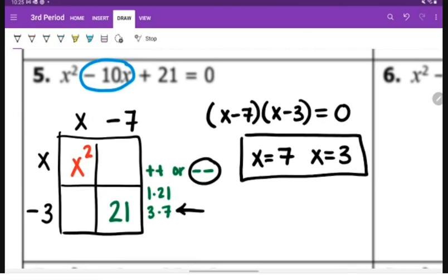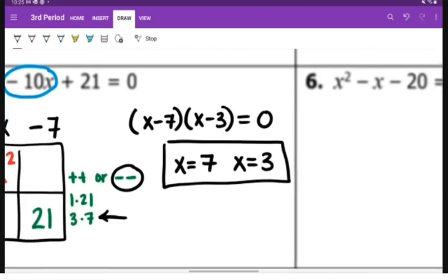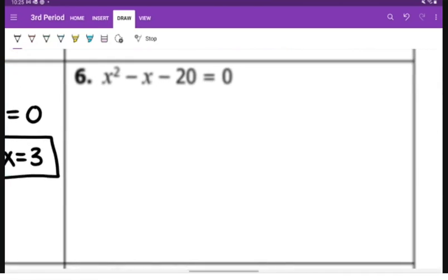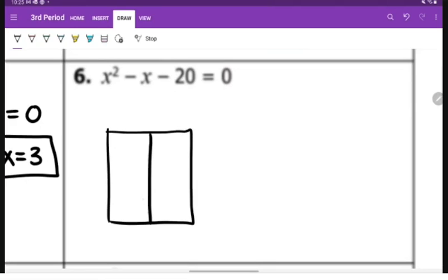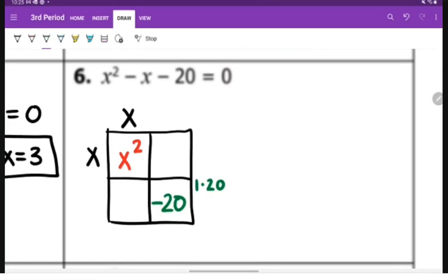Number 6. In this rectangle, we'll put our x squared on the top left, and on the bottom right, we will have a negative 20. Pay attention to that negative. Let's make a list of numbers that multiply together to give us 20. 1 times 20, 2 times 10, 4 times 5.